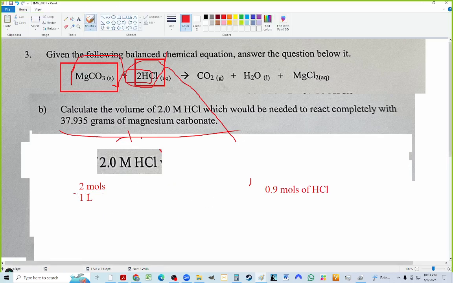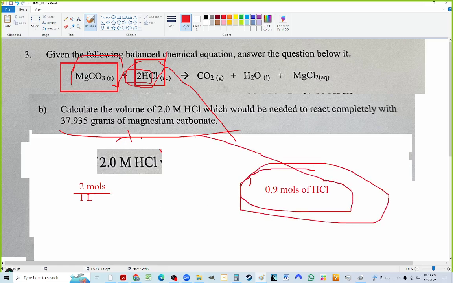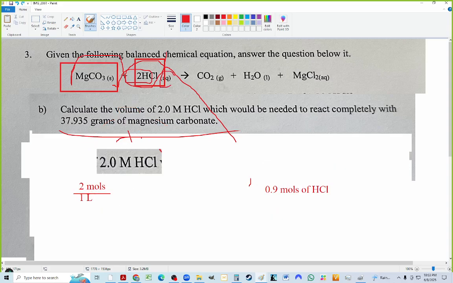You figured out this many moles here, and the question wants volume, which is liters. This is aqueous, not a gas, so you've got to check it. You can't use 22.4. That's only for gases.